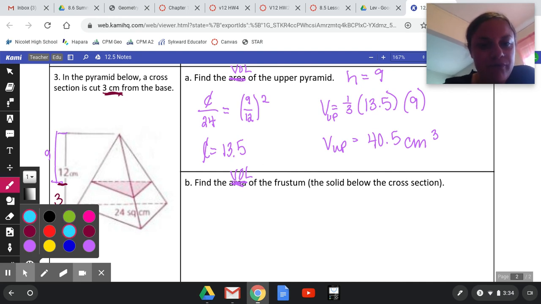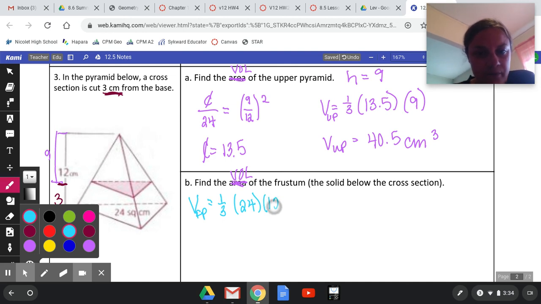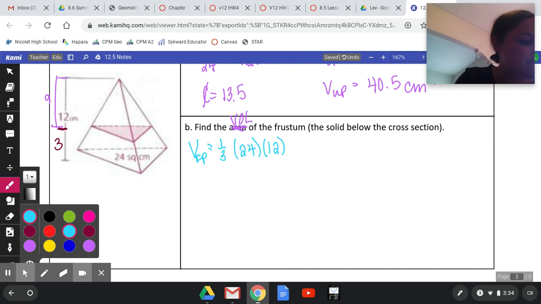Now I am going to find the volume of the full pyramid. So volume, I'll say FP for full pyramid, is equal to 1/3 times the area of the base, which is 24 square centimeters, times the height of the full pyramid, 12. I can enter that into my calculator. 1/3 times 24 times 12 gives me 96 cubic centimeters.